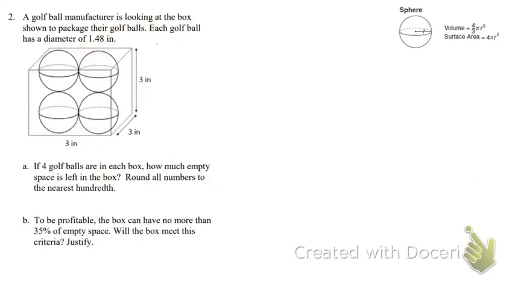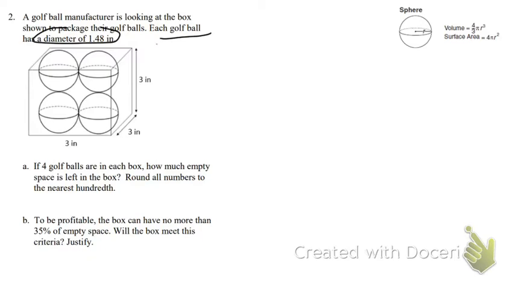Okay, number 2. So this one looks a lot like that other one, but maybe you can tell in the picture those spheres are not pushing all the way up against the wall of the box. So you got to read carefully. So they still want to know, let's see, read the problem. They tell me what the diameter of each golf ball is. Okay, got that.